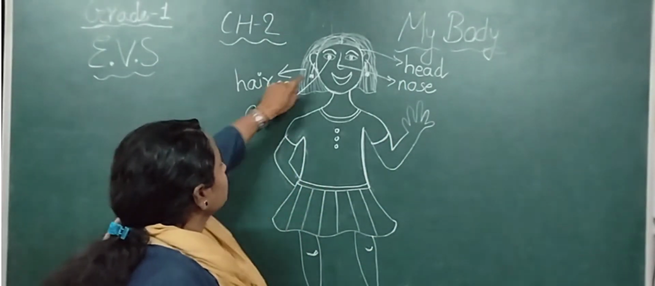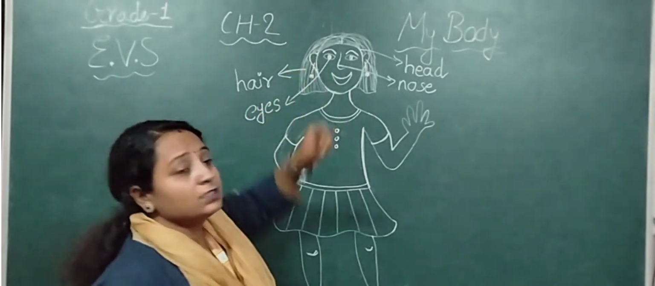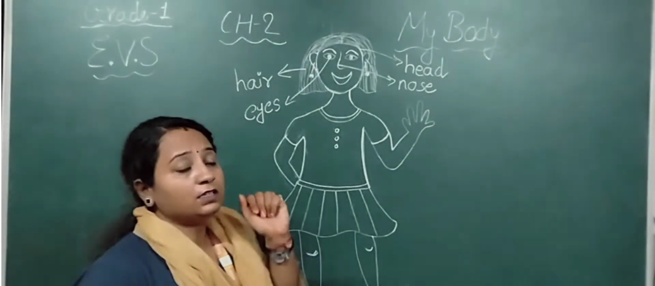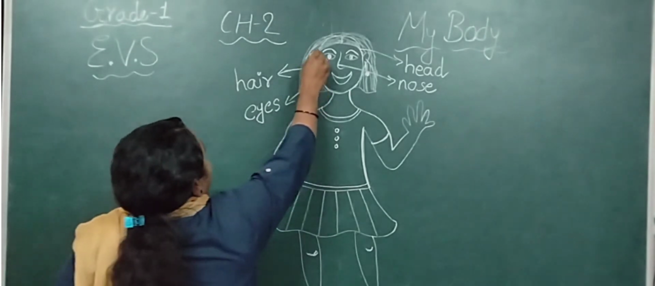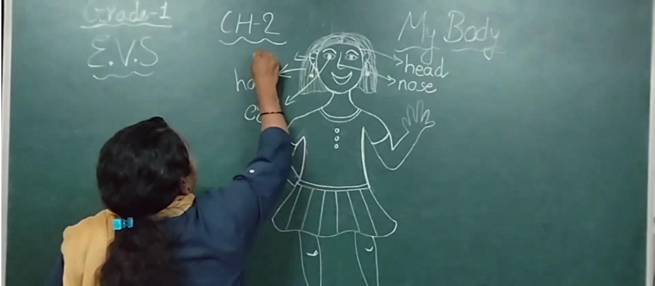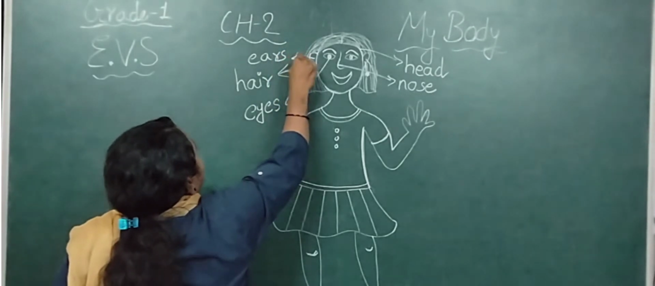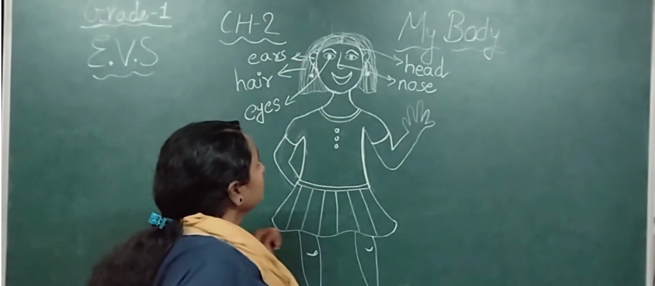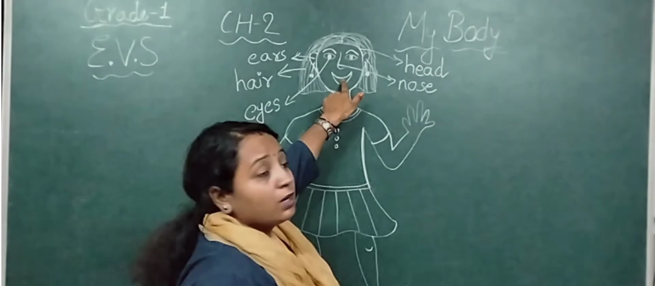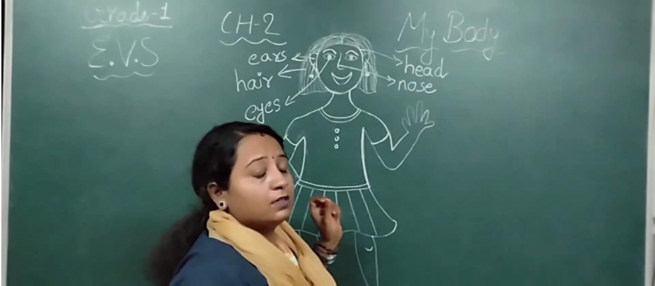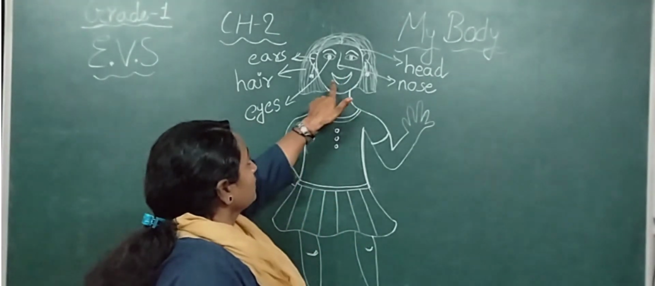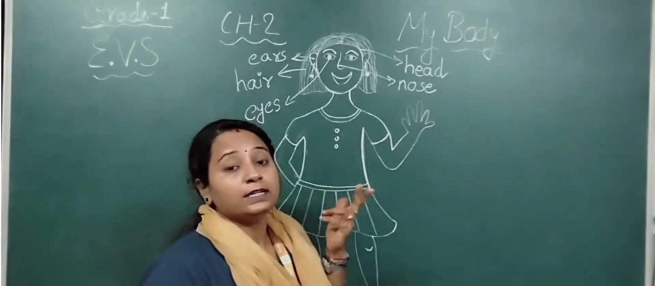Next, अभी इसको क्या बोलते हैं? Ears. So I will write ears. क्या है ये? Ears. Then this is called mouth. Mouth. लेकिन हम इसको क्या बोलेंगे? This is called lips.